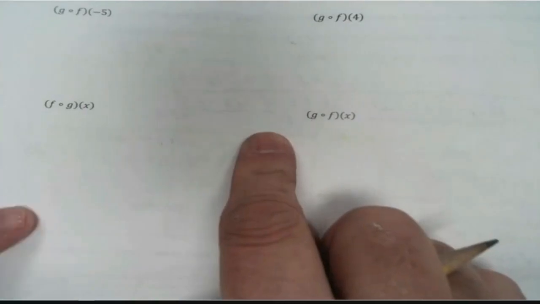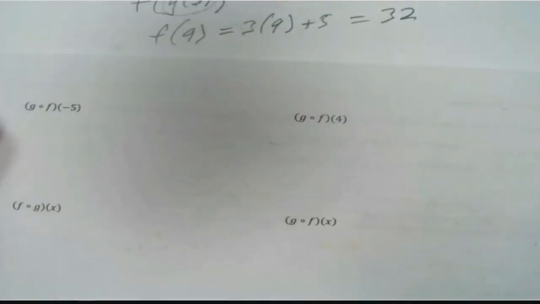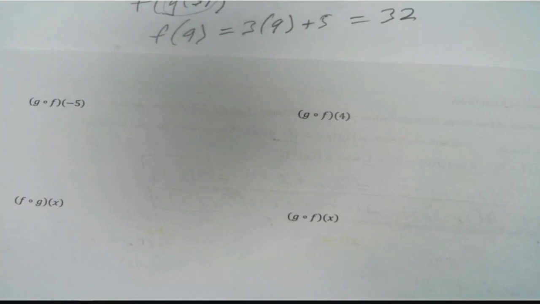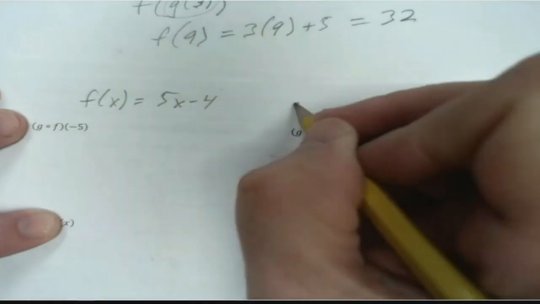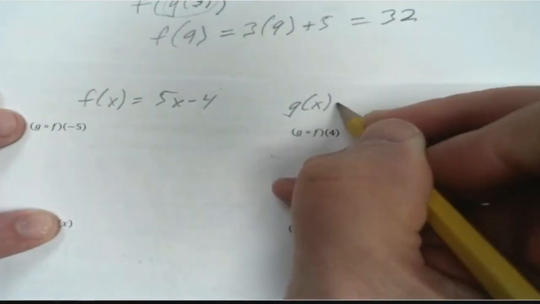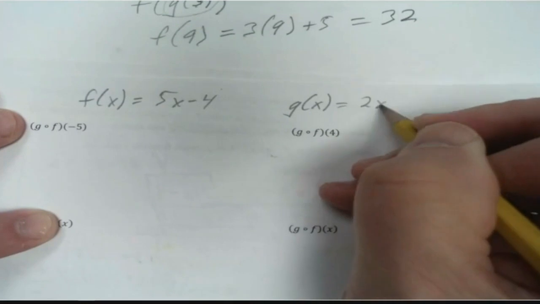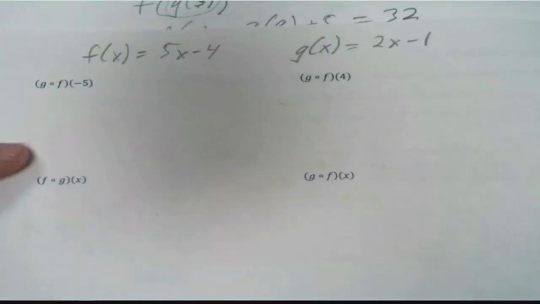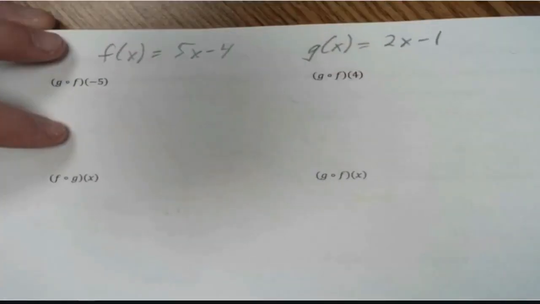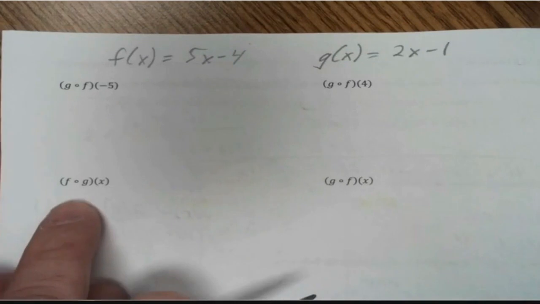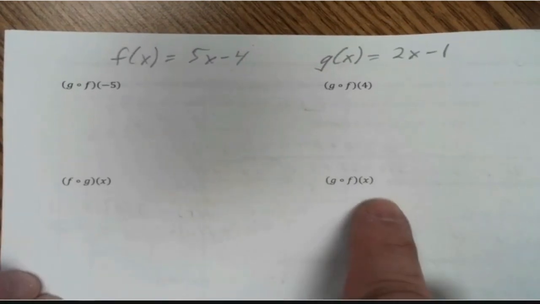And then there's 4 more on the back. Let me write the equations back on at the top of the page of what we were using. Let's see, f of x was 5x minus 4, and g of x is 2x minus 1. So I do want to look at these last two problems here. 5x minus 4 and 2x minus 1. F of g of x, and then g of f of x.